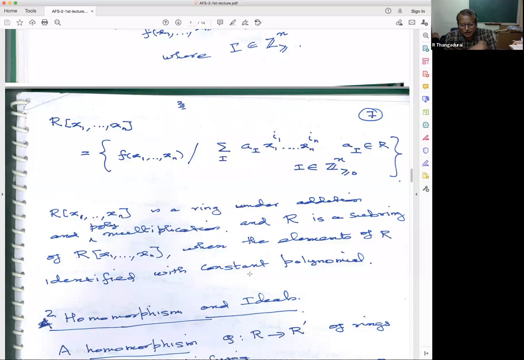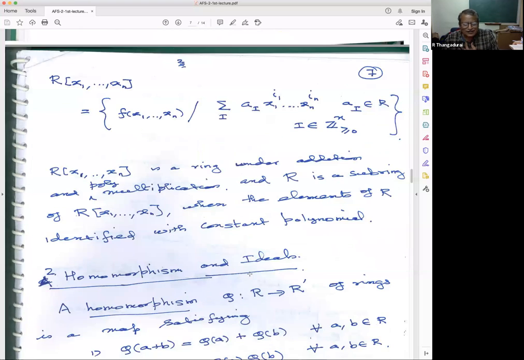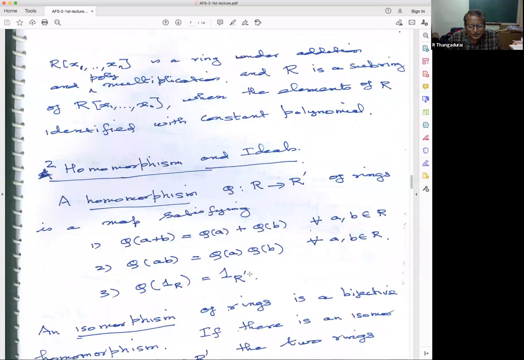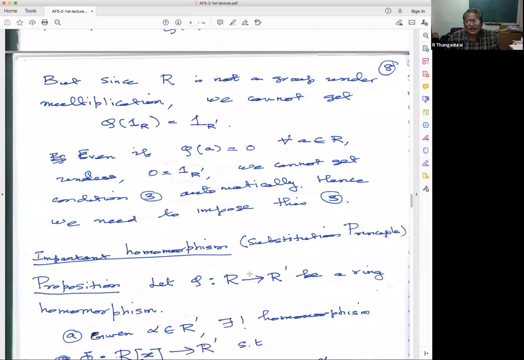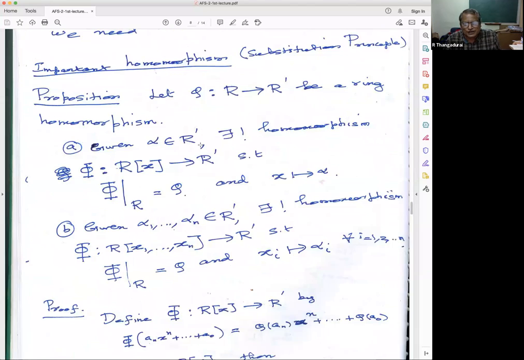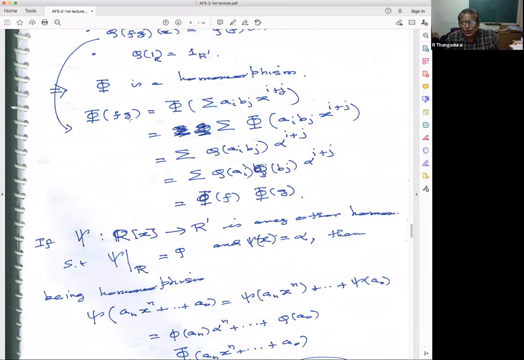Okay, and multiplication. So how do we multiply single variable polynomials, two polynomials, f of x and g of x? Somewhere here the multiplication will come. Okay, here it comes. Suppose f and g are two polynomials in a single variable.